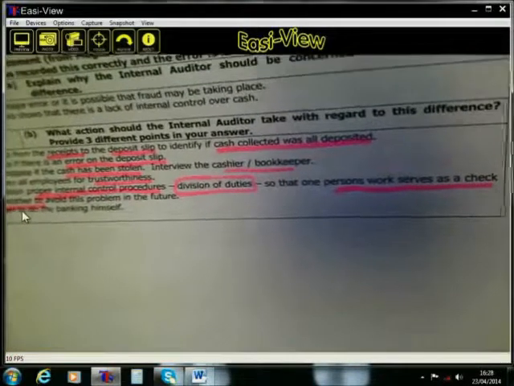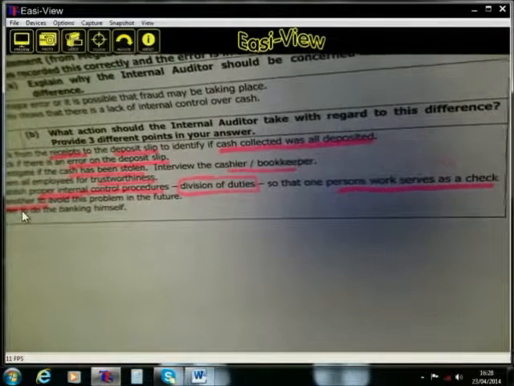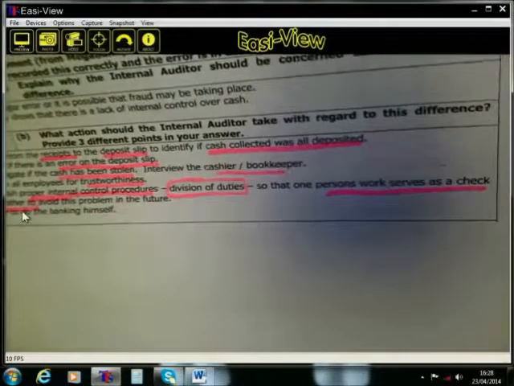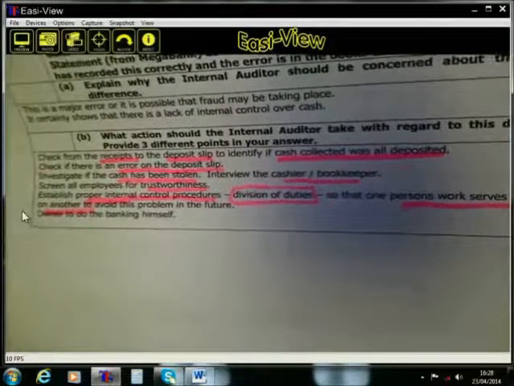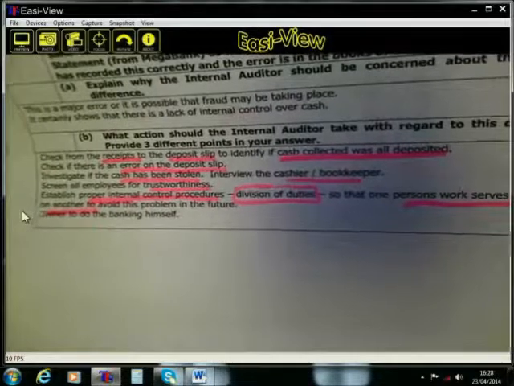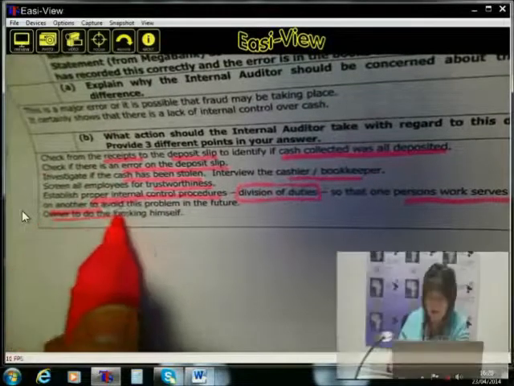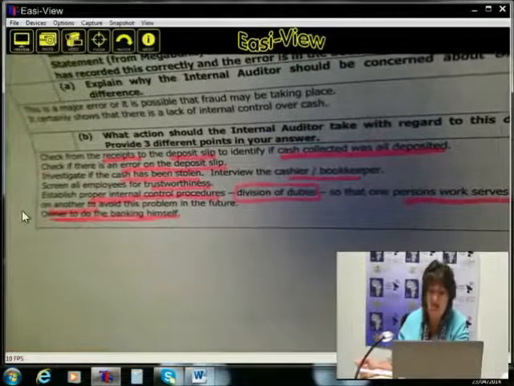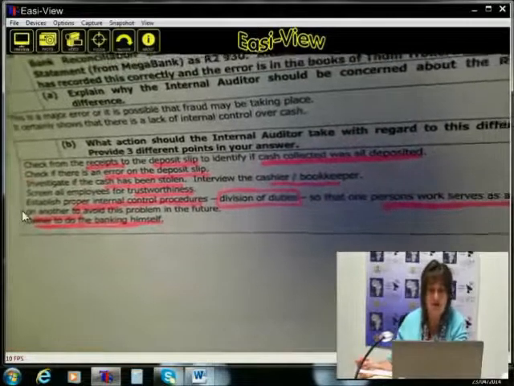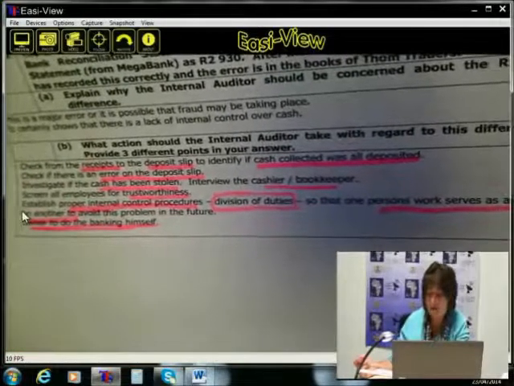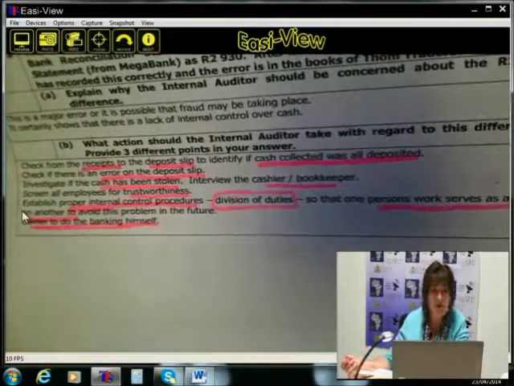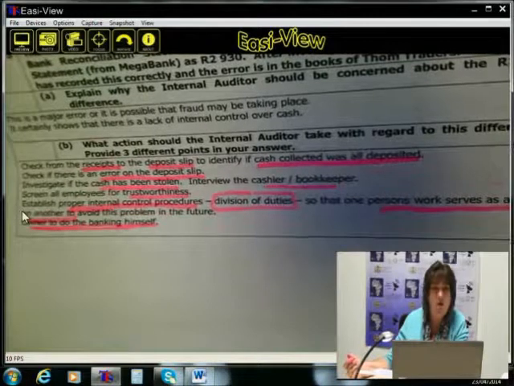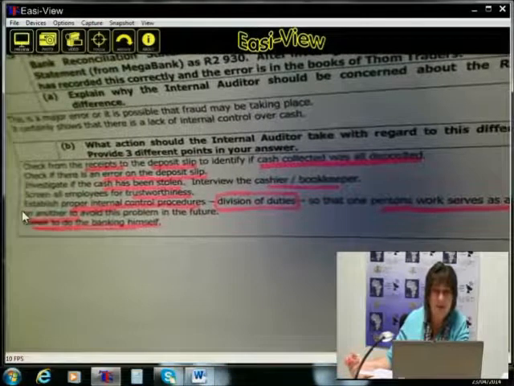One person's work, we've got person A and person B. So the work of person A serves as a check for person B. And the work of person B serves as a check for person C. And owner to do the banking himself. There's a few things that you can do. They ask you, the internal auditor, what can he do according to the difference of 10,000 rand, or according to prevent something of this to happen in the future.